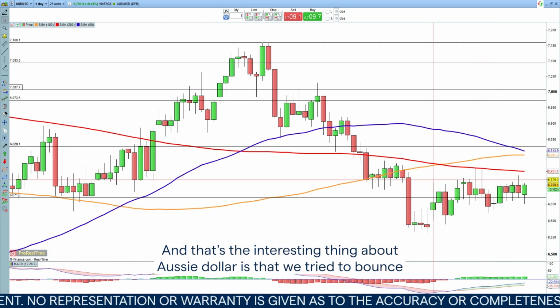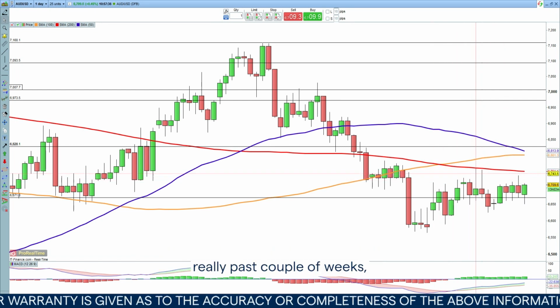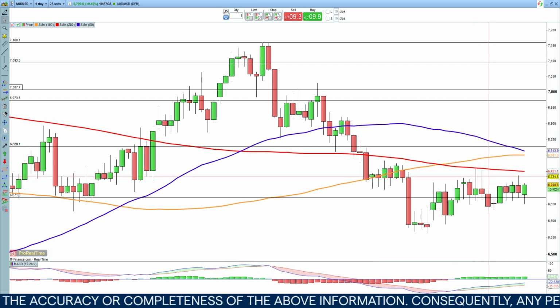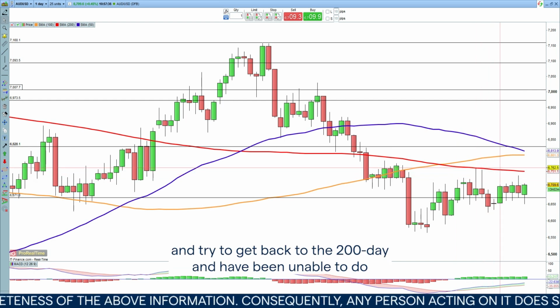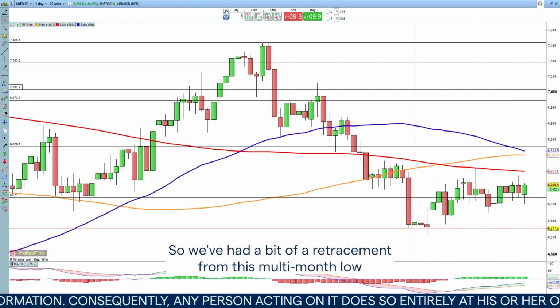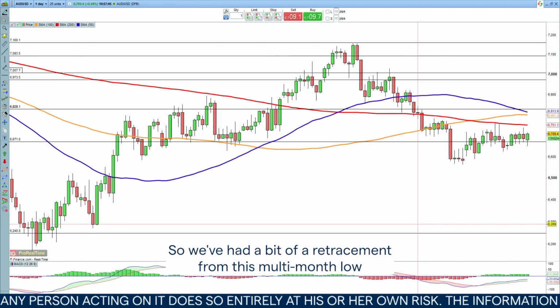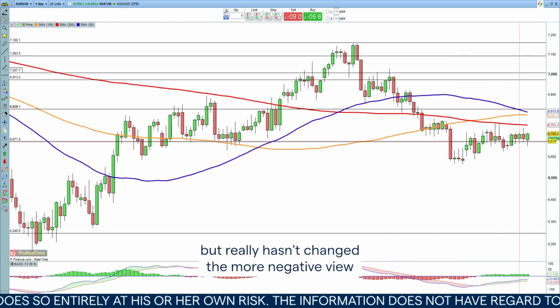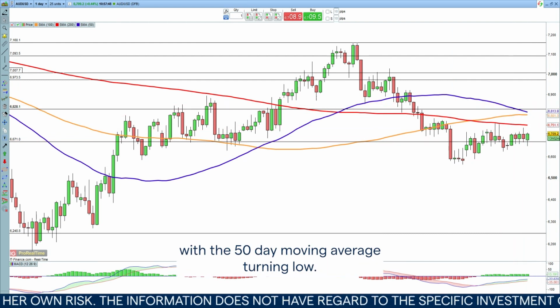And that's the interesting thing about Aussie dollar, that we tried to bounce over the past couple of weeks, and tried to get back above the 200-day and have been unable to do so for the time being. So we've had a bit of a retracement from this multi-month low, but it really hasn't changed the more negative view, with the 50-day moving average turning lower.